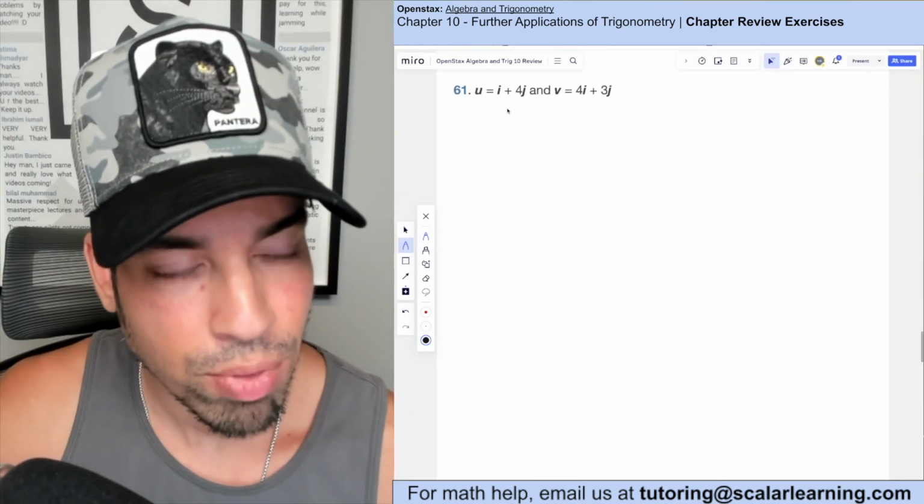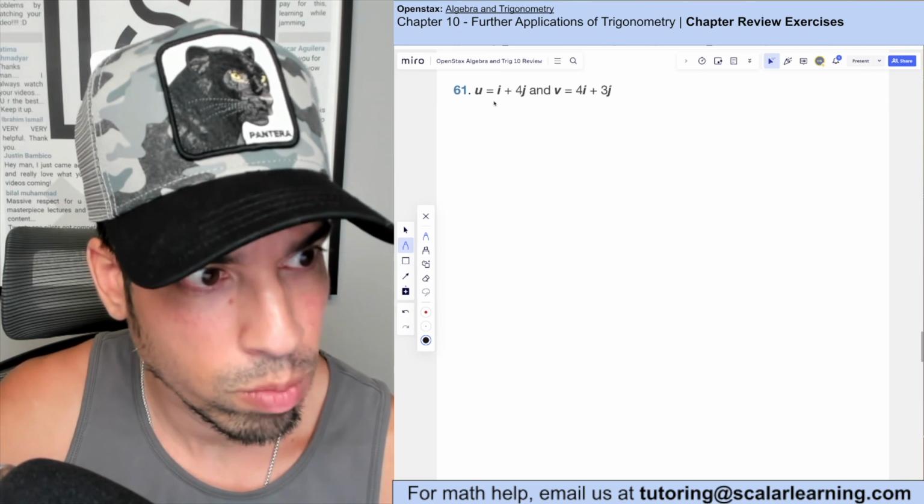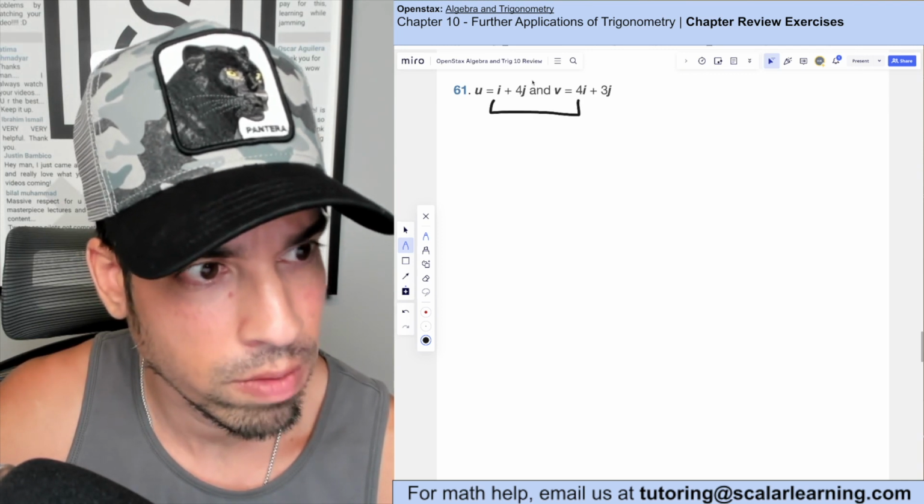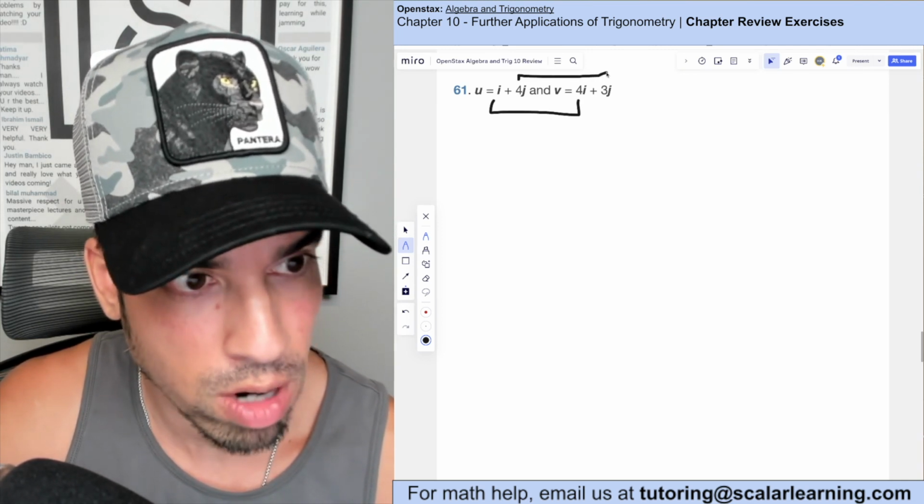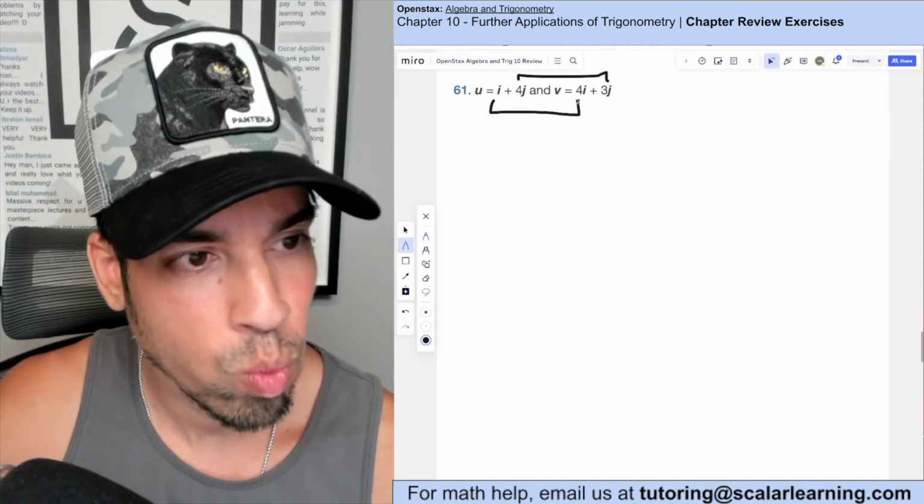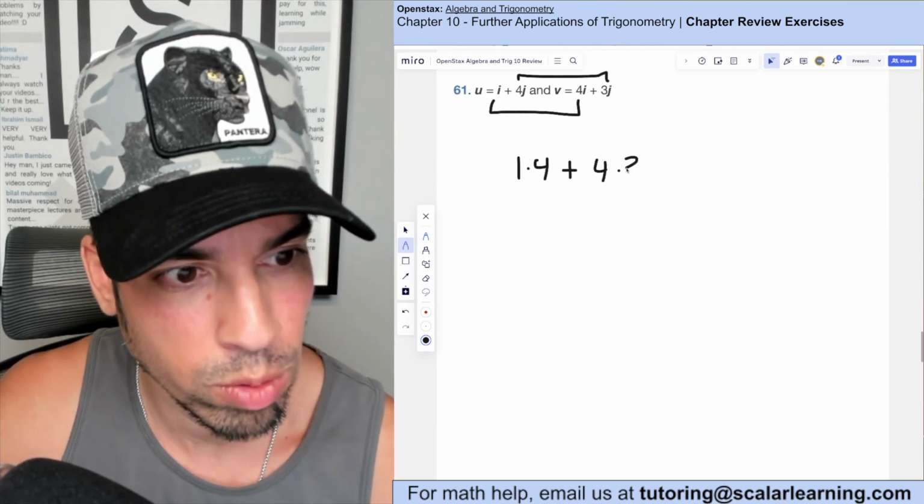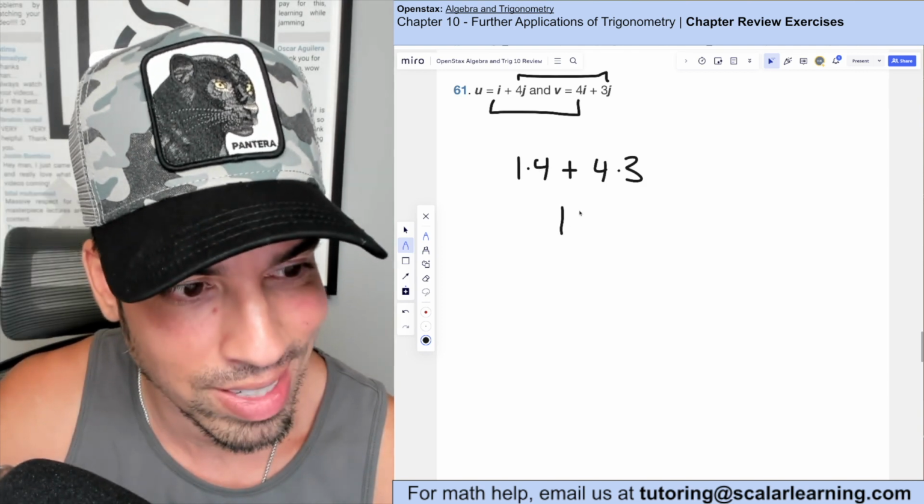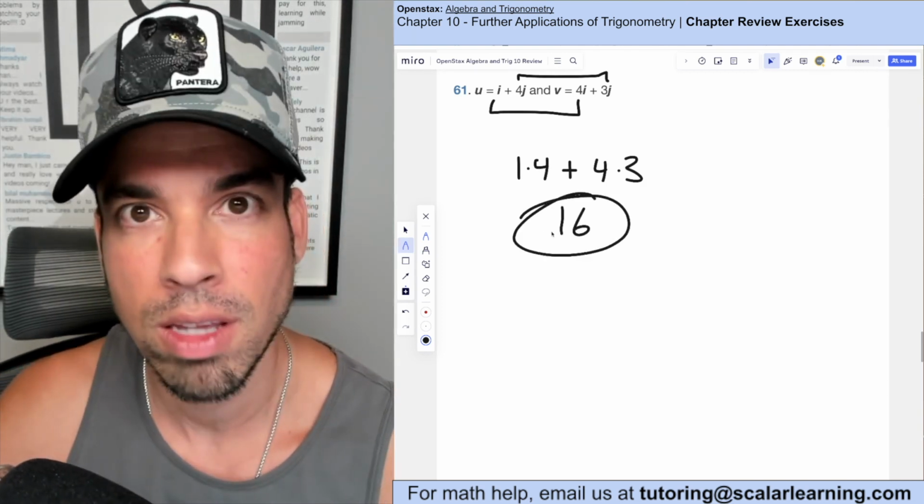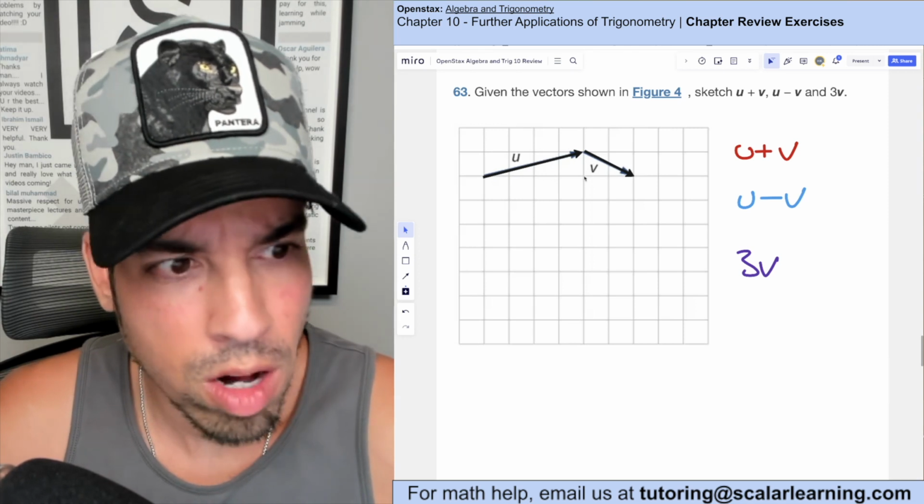To get the dot product of two vectors, what you do is you multiply the coefficients of the i's plus the product of the coefficients of the j's. So 1 times 4 is 4 plus 4 times 3, which is 12. So 4 plus 12 is 16. That's how you do it. Done.